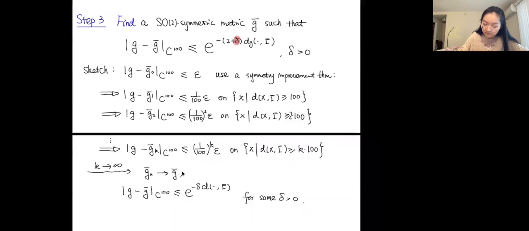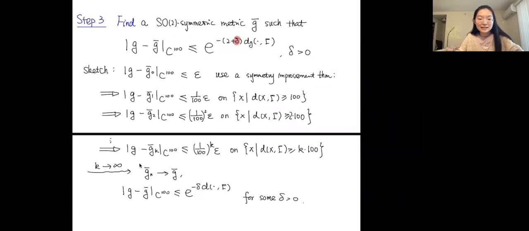Okay, so this is a simple case of getting an approximating metric, and this delta is not good enough. But then later we can improve this delta to 2 plus delta by taking into account the shrinking of distance in the cigar soliton. So this will give us this optimal constant.